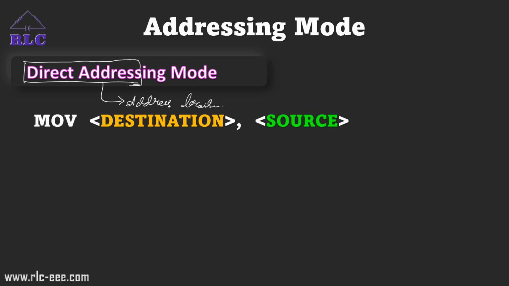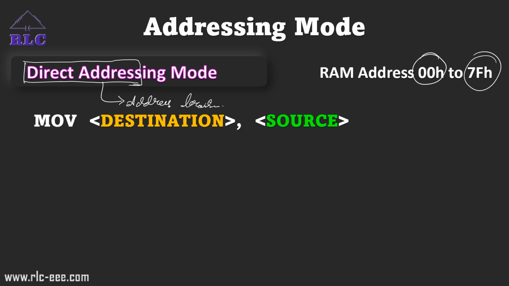We know the 8051 microcontroller consists of 128 bytes of RAM, which are from 00H to 7FH. The memory locations are addressed from 00H to 7FH. When we are using these addresses directly, instead of naming it as R0, R1, R2, then we call it direct addressing mode.